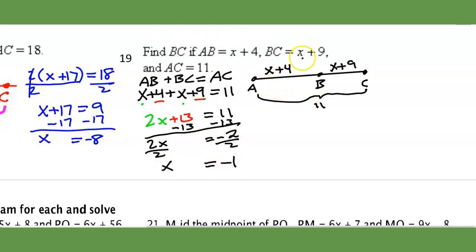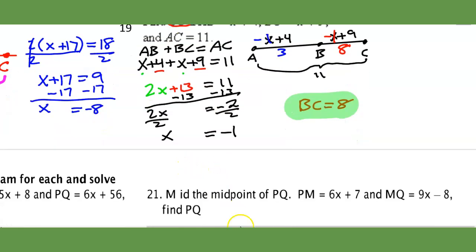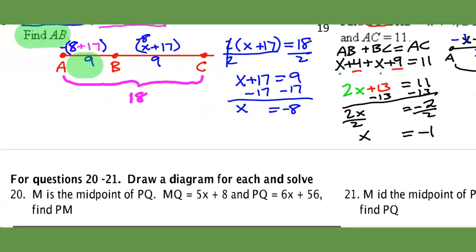And if we wanted to, we could find that, let's see here. We're trying to find the length of BC as our final answer. So we want to know right here what this is. So negative 1 plus 9 will be 8. So it looks like our final answer is BC will equal 8. If we want to verify the other length, if this whole segment is 11, and this segment's 8, this other one must be equal to 3. And if you plug in negative 1 plus 4 does equal 3. Okay, let's continue.